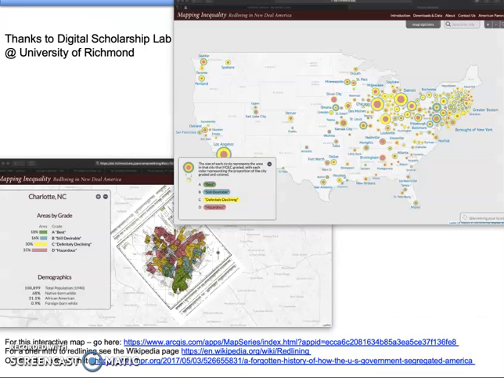Now, as I said, this happened across the entire country, and you can see a map of where some of this redlining occurred, thanks to the tremendous geographic work done by the Digital Scholarship Lab at the University of Richmond. This is an interactive map that you can go and visit, and I've highlighted the map on Charlotte.